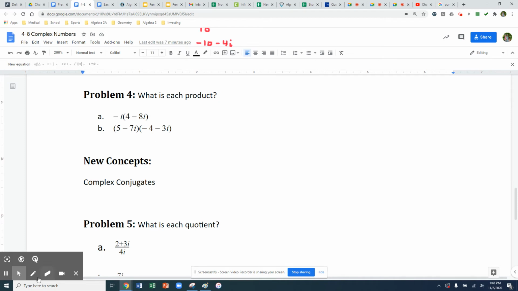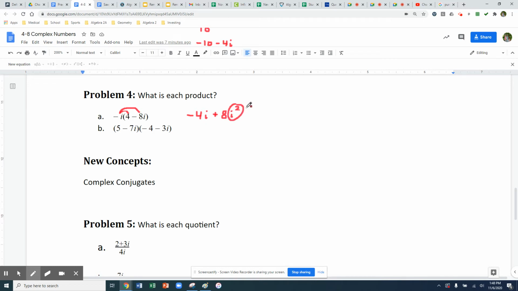Now let's take a look at multiplying. We're going to use some of the same skills we've always used with multiplying numbers and binomials, and when we get into variables, it's the same type of skill set. So here we're going to multiply -i by 4 minus 8i, which is going to cause us to use the distributive property. So I'm going to go -4i, and then I'm going to go -i times -8i, which is going to be plus 8i squared. Now we're not quite done yet because we do have to apply one of the rules of the imaginary unit. This piece right here, we can't forget.